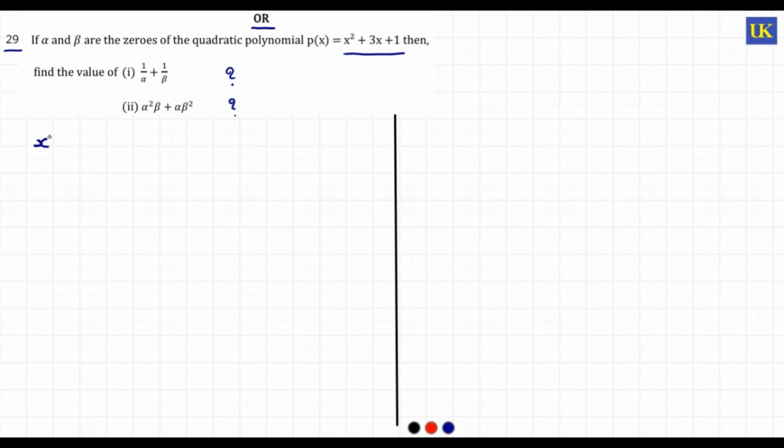So first what we will do, we will write this quadratic polynomial, x square plus 3x plus 1. And here we will write the values of coefficients. a is equal to 1, b is equal to 3, and c is equal to 1. Now we will try to find the sum of zeros. So the sum of zeros means alpha plus beta, and the formula for that is minus b upon a.